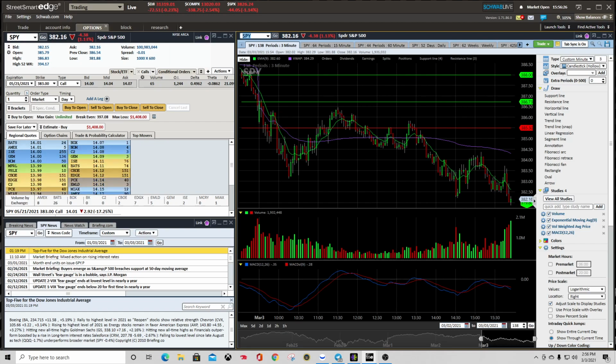I hope this shows you a little bit of how to choose a proper strike, and how to look at the options chain.